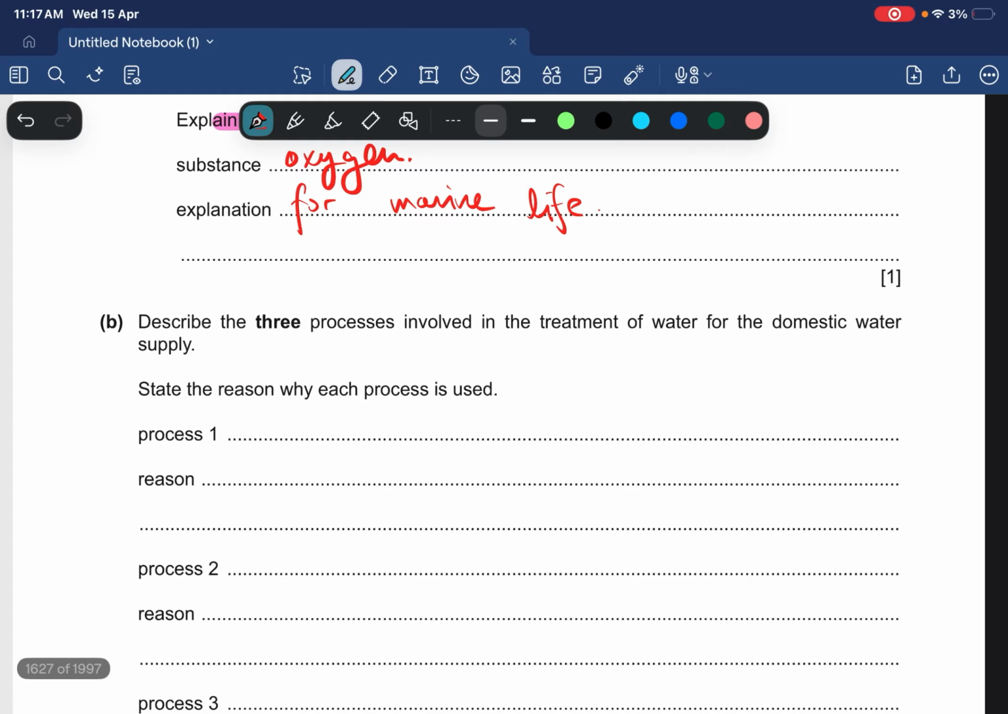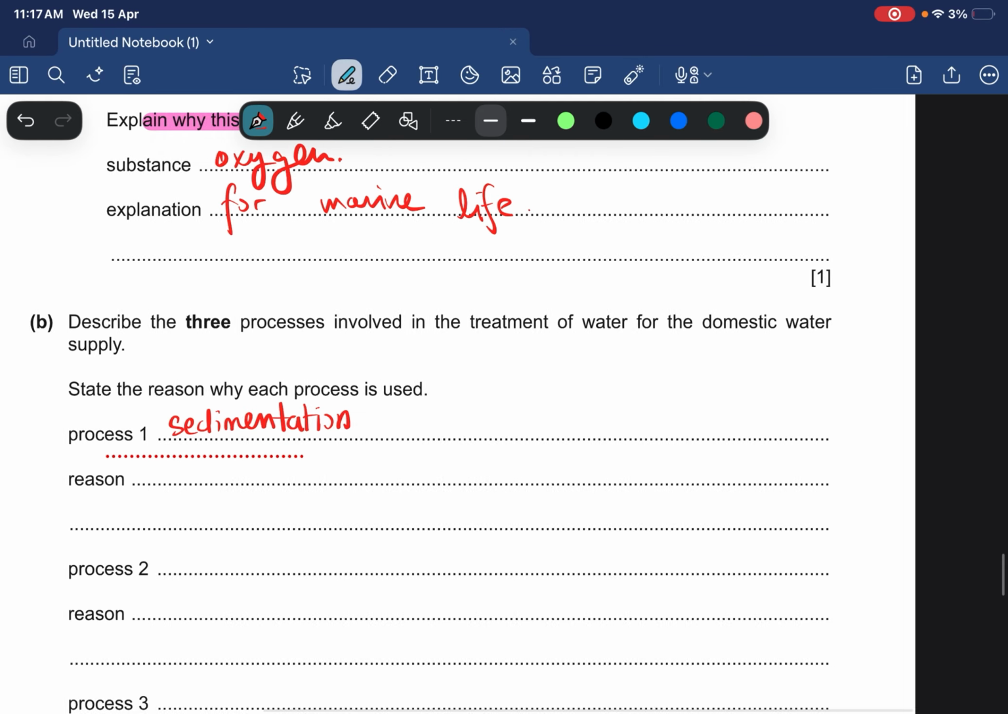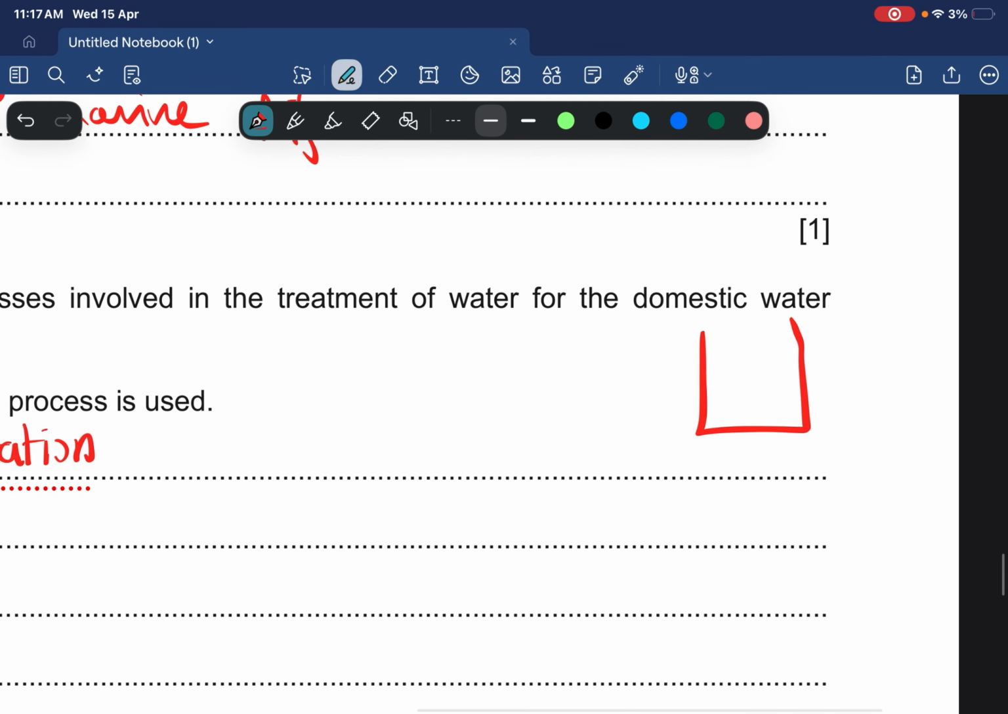Describe the 3 processes involved in the treatment of water for domestic supply. You have to learn this stuff. Like, you have to learn the 3 steps that are very important. Process 1 is sedimentation. What do you do in sedimentation? I tell you. It's simply like filtration. You remove the insoluble things. So this is your water. It has solid impurities, like big solid impurities.